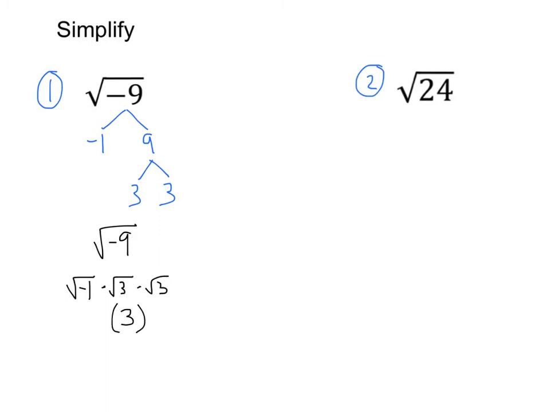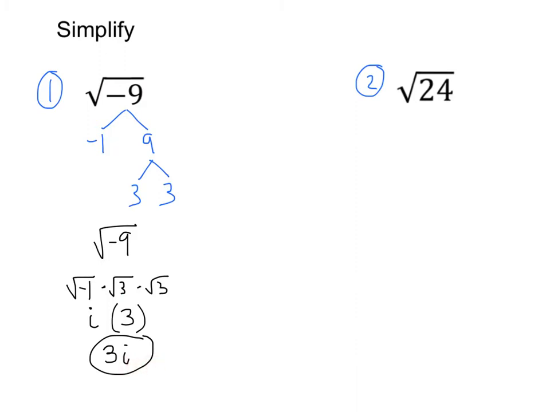And then the square root of negative 1, what's that? That's not a real number. That's an imaginary number. That's what we called i. So the square root of negative 9 is i times 3, or we will write this as 3i. Right? This is an imaginary answer. We call that imaginary answer 3i.